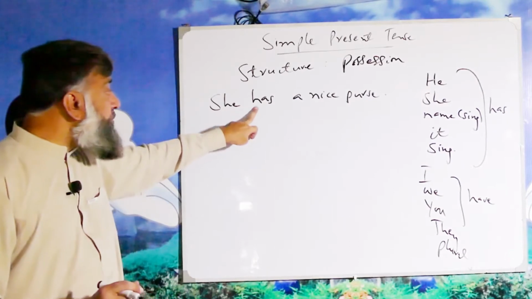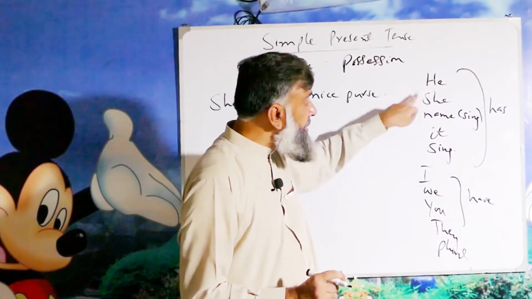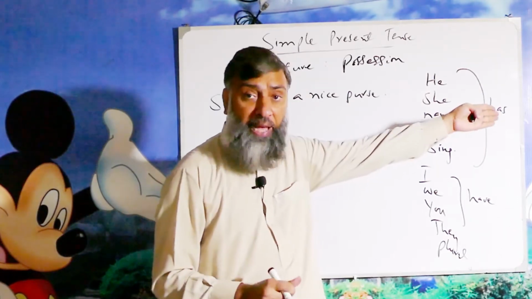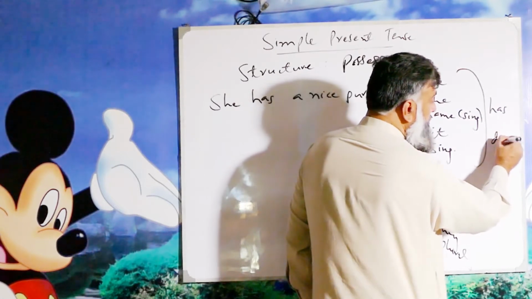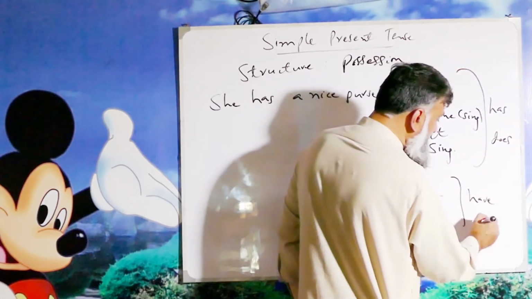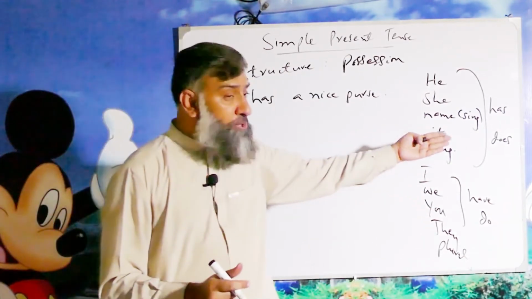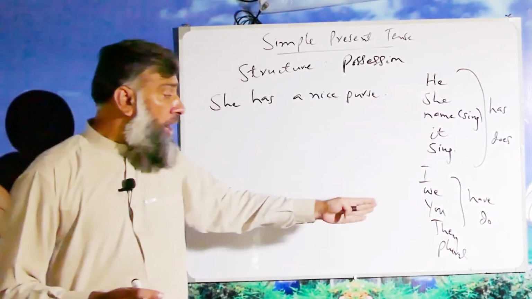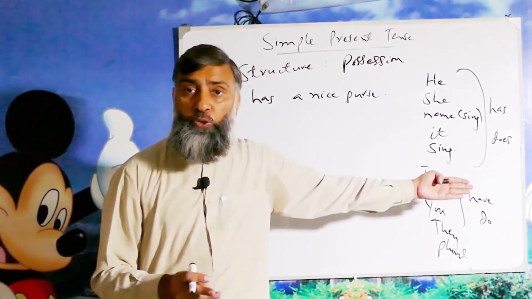And why I have used has, because here in the first category I have written he, she, name, it, singular, we need to use has. Same is the case with verb of action: we use does with he, she, name, it, and with I, we, you, they, we use do. So in order to make negative, you need to use does with this category, and with the second category, you need to use do.